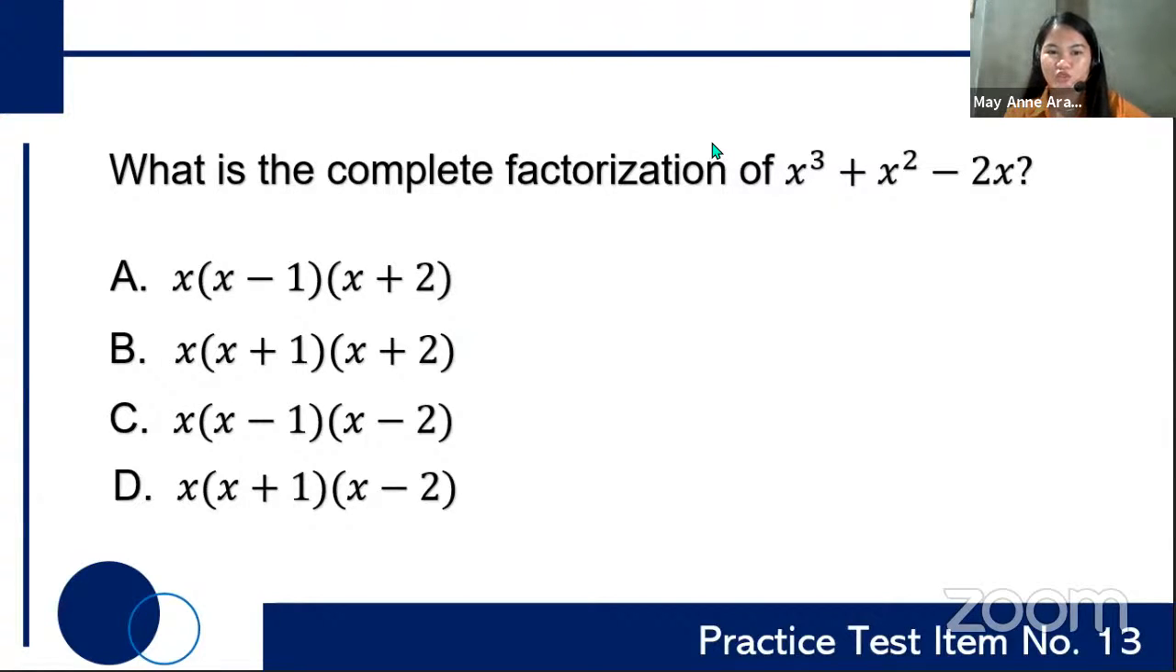Bakit dalawa sagot nyo? Okay. B. Are you sure? So take note of the sign of the last term, no? Negative. So, meaning, dapat opposite yung sign nila. Kasi trinomial to eh. So, pwede na nating exclude yung option B and option C.